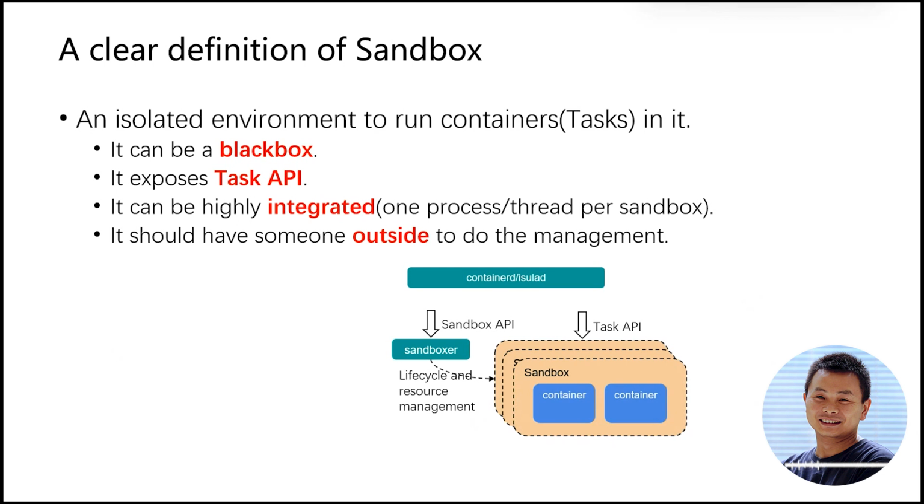First, I think it can be a black box. So the sandbox can be a black box for containerd or CRI-O, so that containerd or CRI-O do not need to care if there is a shim process, or what kind of files it needs to start containers in it. What they need to know is that it's a black box, and it will expose the task API. So containerd just calls the task API through some address.